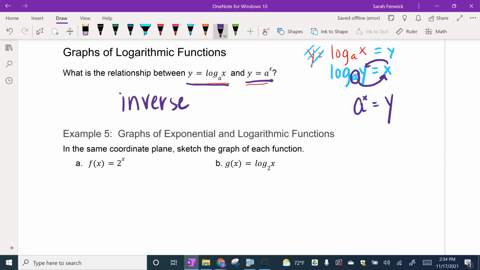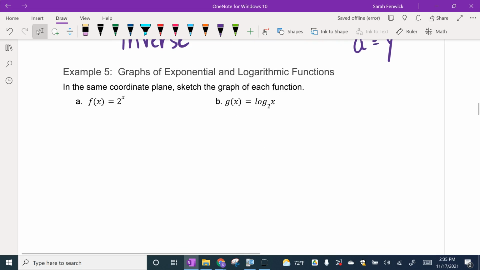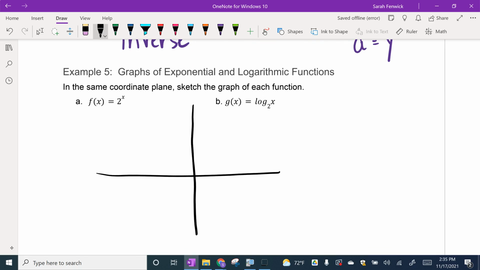Inverse functions means that all of the x and y points are swapped. So in other words, if one of those functions had a point at 2, 4, the other one would have a point at 4, 2. So we already know what 2 to the x looks like. We already graphed it, talked about it. But let's look at it here before we go to the calculator.